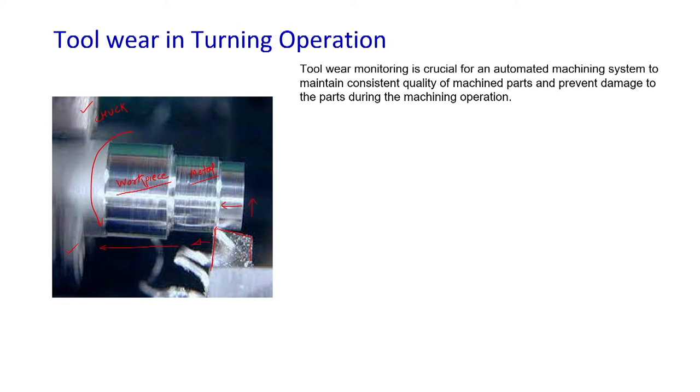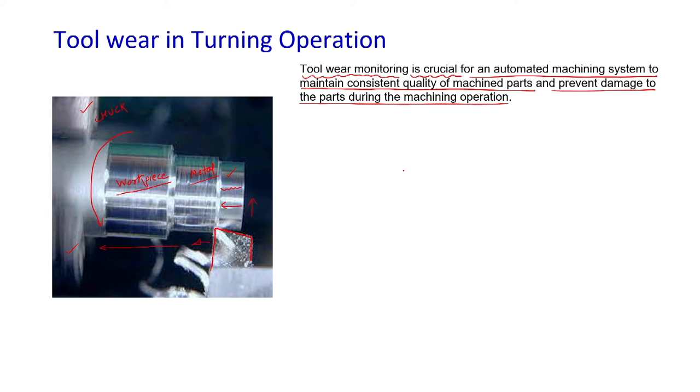So here you can see if the tool is accurate, the tool is not worn out, so we are getting a smoother finish of the machined portion. However, if the tool is worn out, then we may not get proper surface finish on the machined portion. So by looking at the machined portion, we can easily notice whether there is a problem with the tool geometry or not. So we can say that tool wear monitoring is therefore crucial for an automated machining system to maintain consistent quality of the machined parts and prevent damage to the parts during the machining operation.